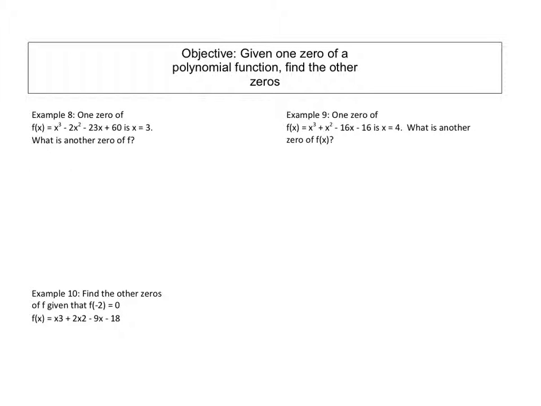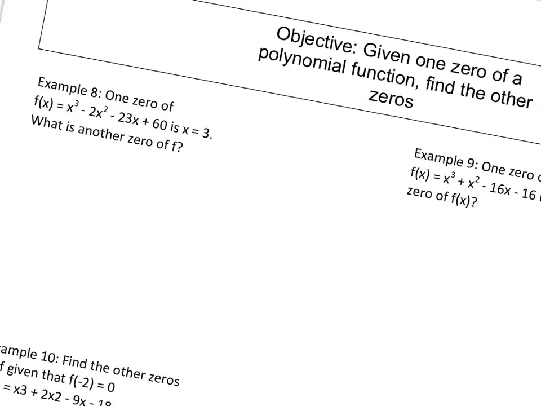Okay, here is your applying the remainder theorem video part 2. We're just going to skip over to the back of your note sheet and start with example 8. So the objective here is, given one zero of a polynomial function, find the other zeros. Very, very similar to what we were doing on the front.